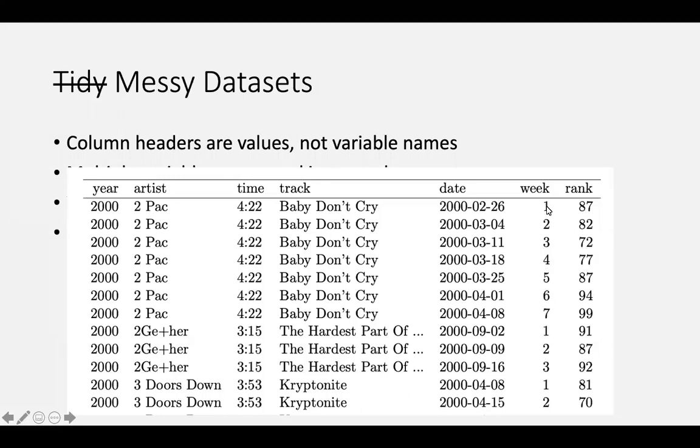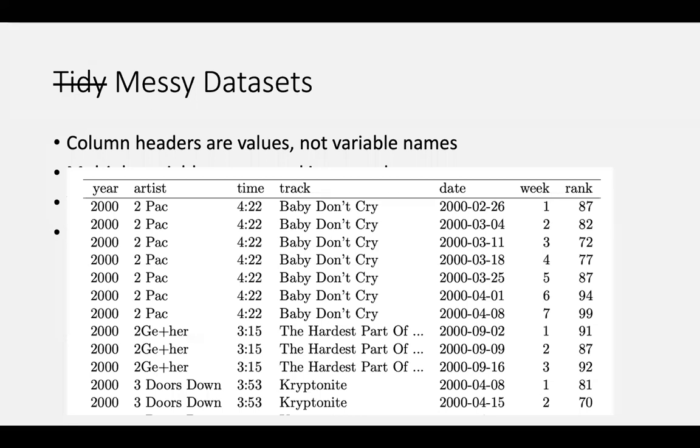So this is week one, week two, week three. And then there's ranking. So this is really where the information is contained. And then all this piece over here, 2000, Tupac, the time of the track and the track itself, it's all redundant. So there's really two different types of data that are crammed into one table. Okay. And so this is not what we would consider tidy as well.